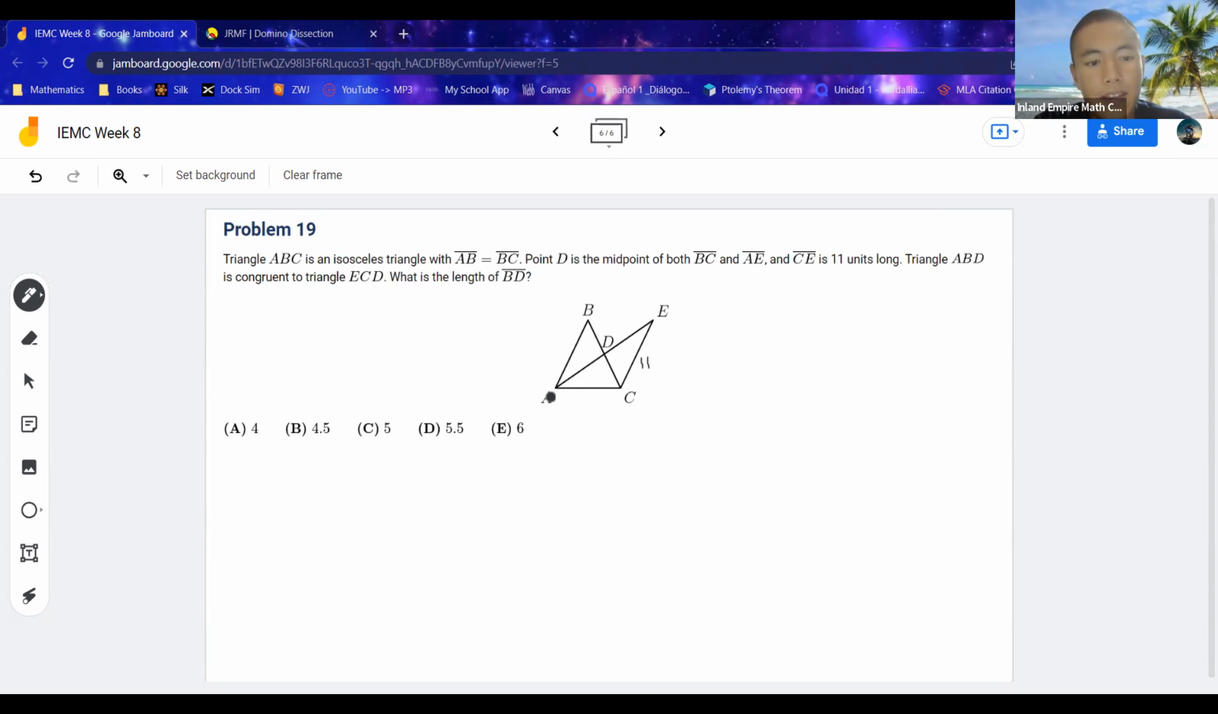Triangle ABD is congruent to triangle ECD. Does anyone know what congruent means? The same. Good. It means these two triangles are exactly the same. So they have the same side lengths, the same angles, the same area, the same everything. I think it was turned like 180 degrees. Yes, congruency doesn't necessarily mean they're in the same orientation, but everything else about them is the same.